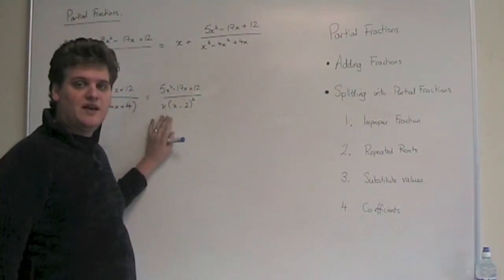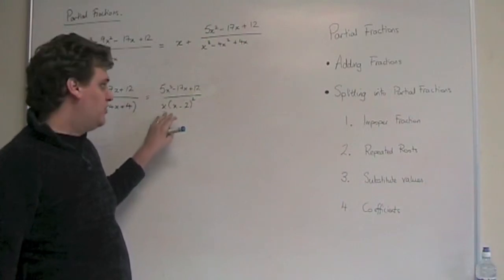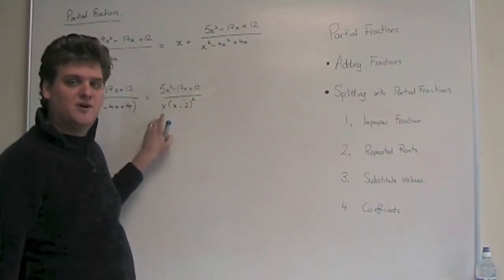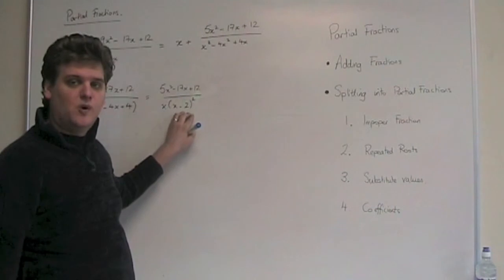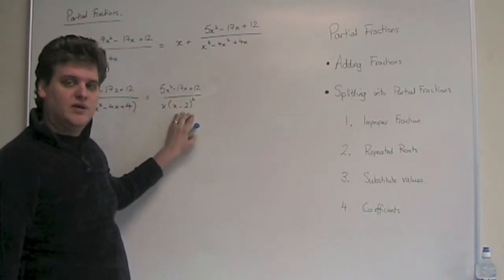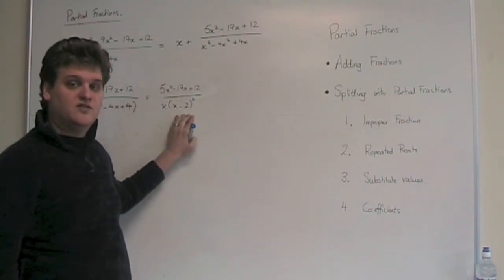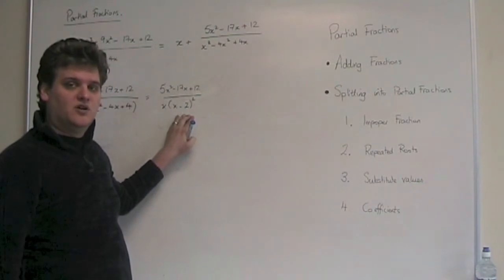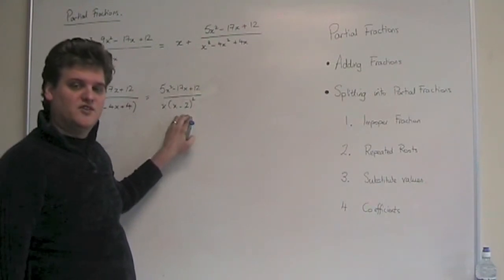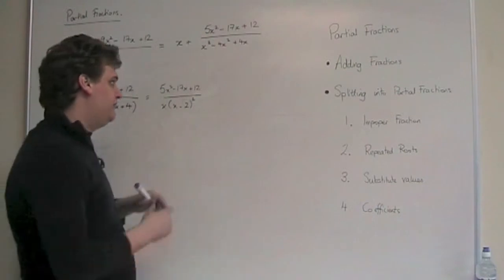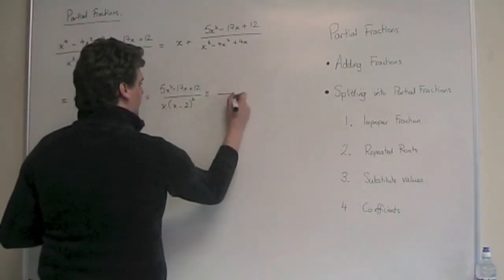So, once we've worked out the factors on the bottom, we know that this is going to break into parts. It's going to have an x part, and it's going to have an x minus 2 squared part. However, because x minus 2 is a repeated root, there's 2 of them, we also need to include just a linear version of the same thing.